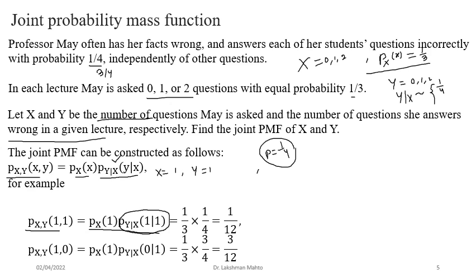It is a Bernoulli distribution, simply you can call it. Generally we denote it like this: y given x is having a Bernoulli distribution with parameter 1 by 4. So either that answer would be wrong or right. Only two choices would be there. So either the question would be wrong or right.